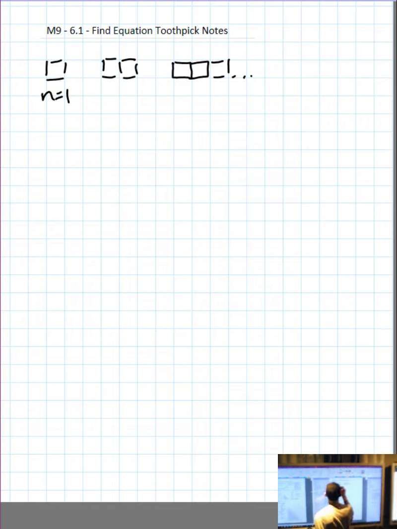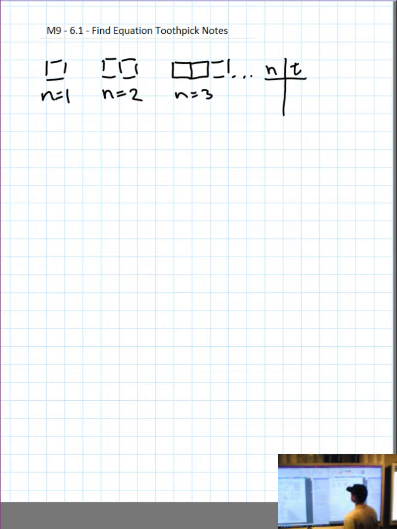So if n is the diagram number, notice I could have made it anything I wanted to, d or whatever. So each of my diagram numbers. Now let's make a table of values. So let's table the diagram number to the number of toothpicks. Remember, declare your variables. Let t equal the number of toothpicks. And don't do a plus sign for t because it looks funny.